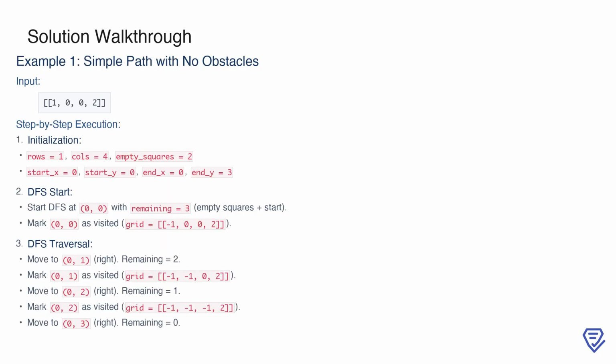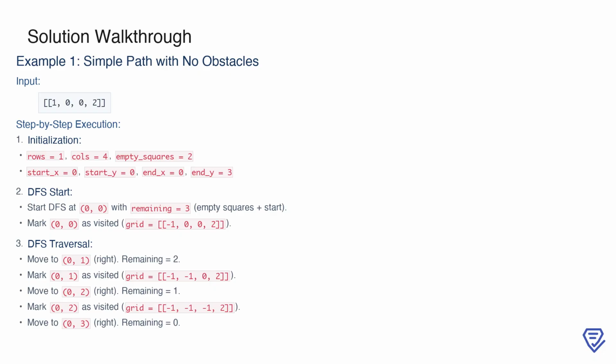In this example, we start with a simple grid where the path has no obstacles. The grid has 1 row and 4 columns. Our starting point is located at the top left corner, 0, 0, and the end point is at 0, 3. There are 2 empty squares between the start and end. First, we initialize key variables: the grid dimensions, the number of empty squares, and the coordinates of the start and end points. Then, we begin our depth-first search, or DFS, from the start position, 0, 0.